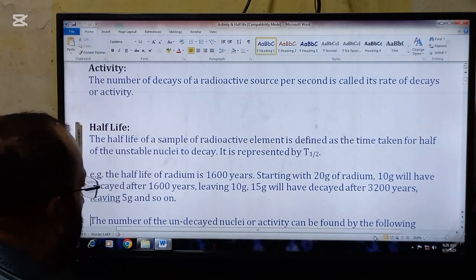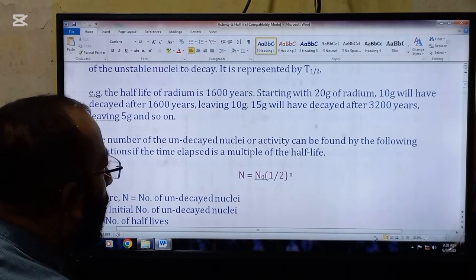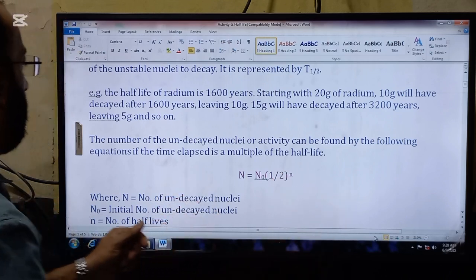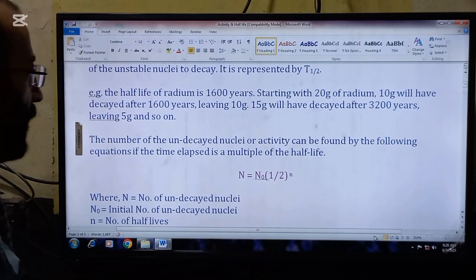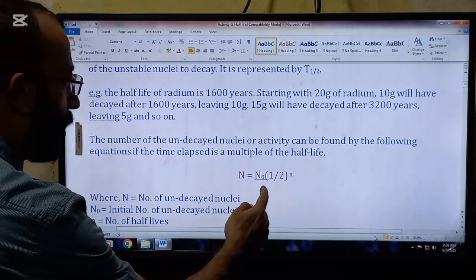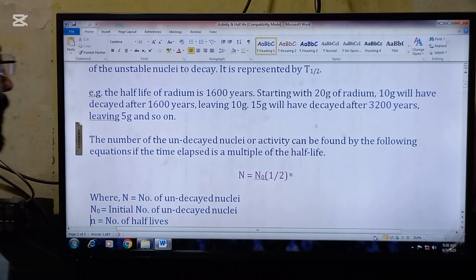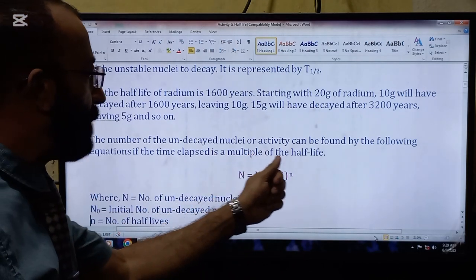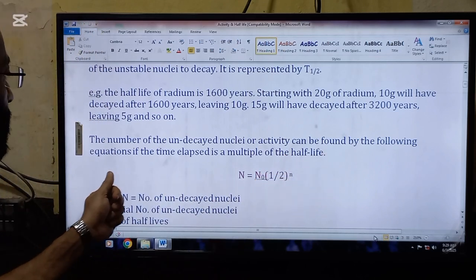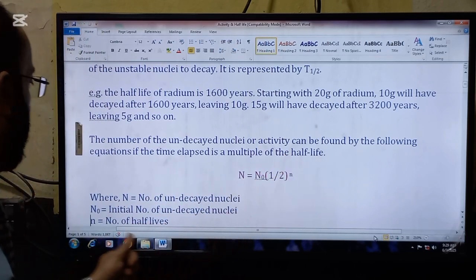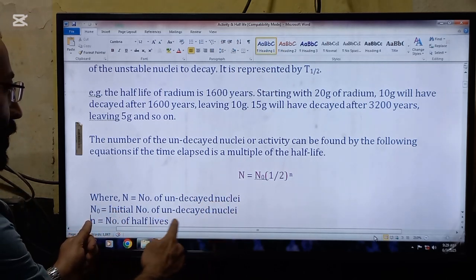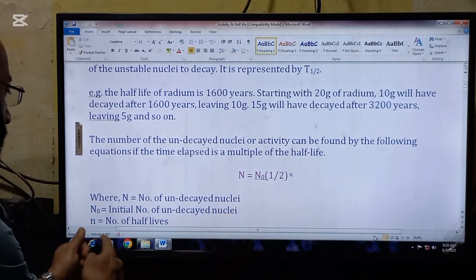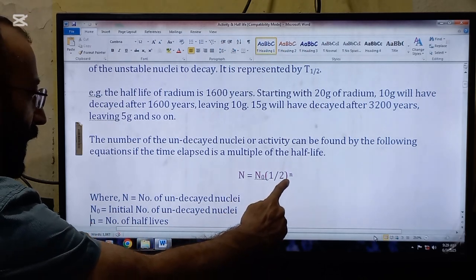The number of the undecayed nuclei or activity can be found by the equations if the time elapsed is a multiple of the half-life. And the equation is N is equal to N naught into 1 by 2 raised to the power n, where N is the number of the undecayed nuclei, N naught is the initial number of the undecayed nuclei, and n is the number of the half-lives.